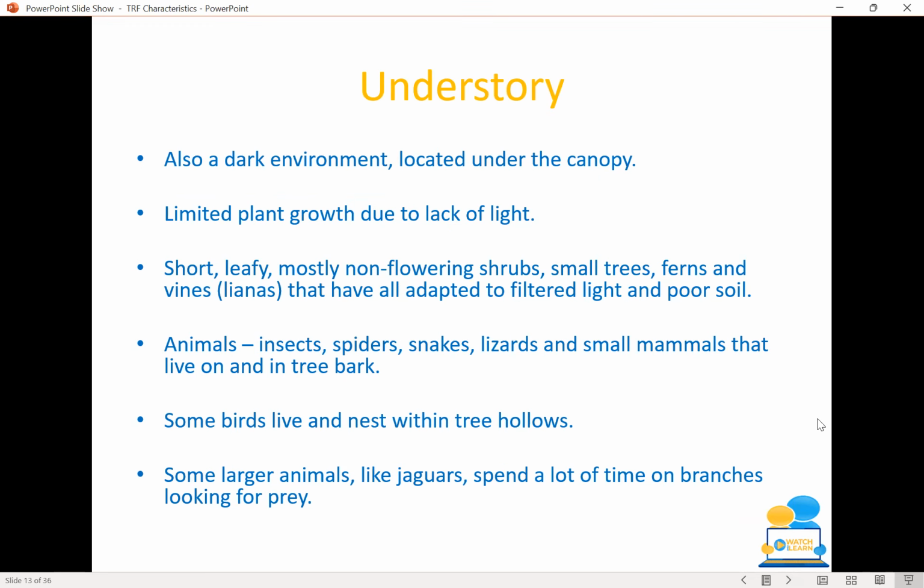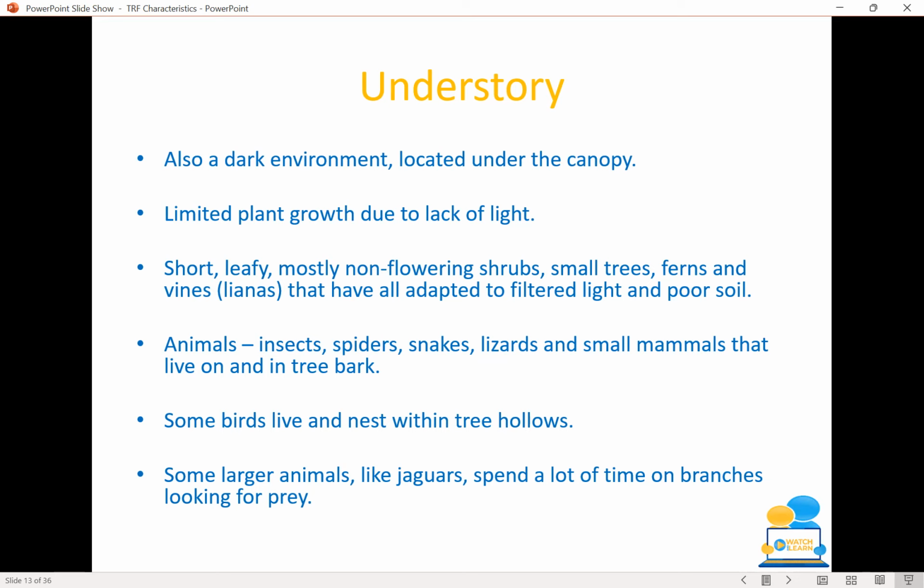Now, moving on from our forest floor, we're moving up into the understory. This is also a dark environment. We are a little bit closer to the sun, but it's still a lot darker than the areas further up in the rainforest. It is located under the canopy of the rainforest. Again, there's limited plant growth due to the lack of light coming through from the top two layers.